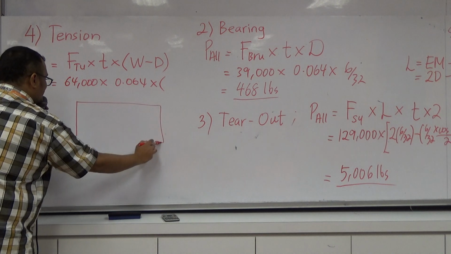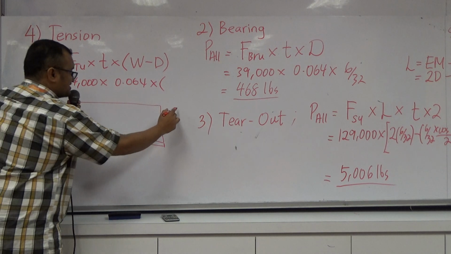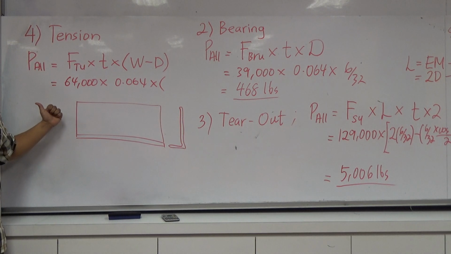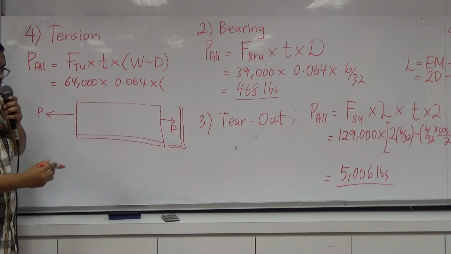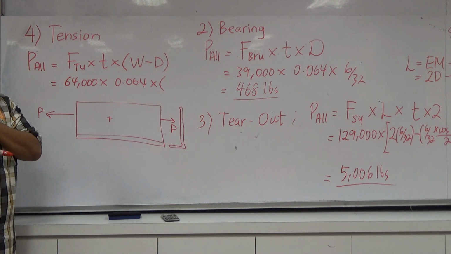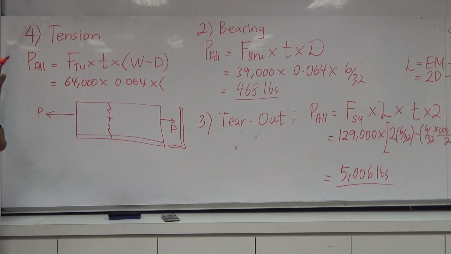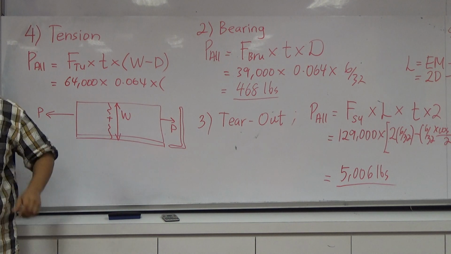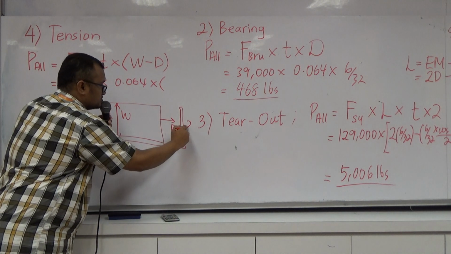Again, I draw back. What is tension? Tension is the load that wants to break this repair part. So it is acting this way, P, P. So let's say you've installed one here. So you want to cut this part out. So the width is going to be from here to here. So this is W, which is 2 inches.